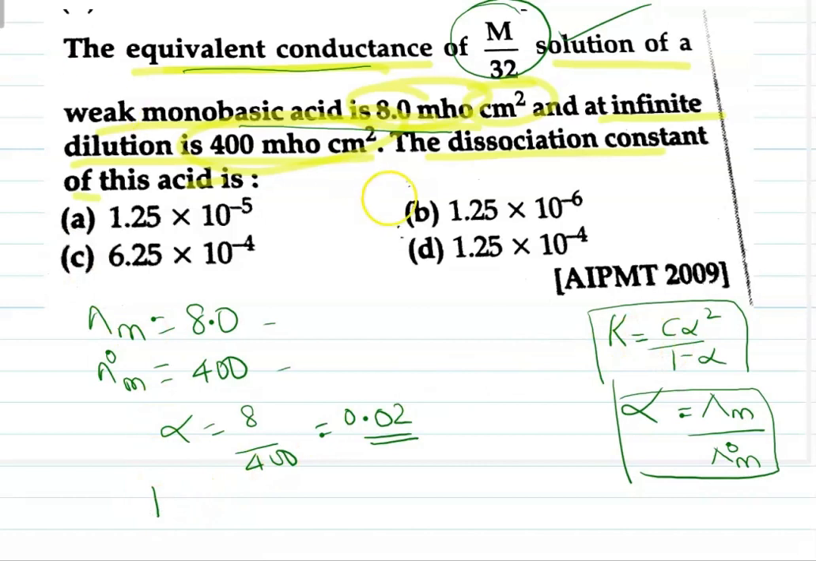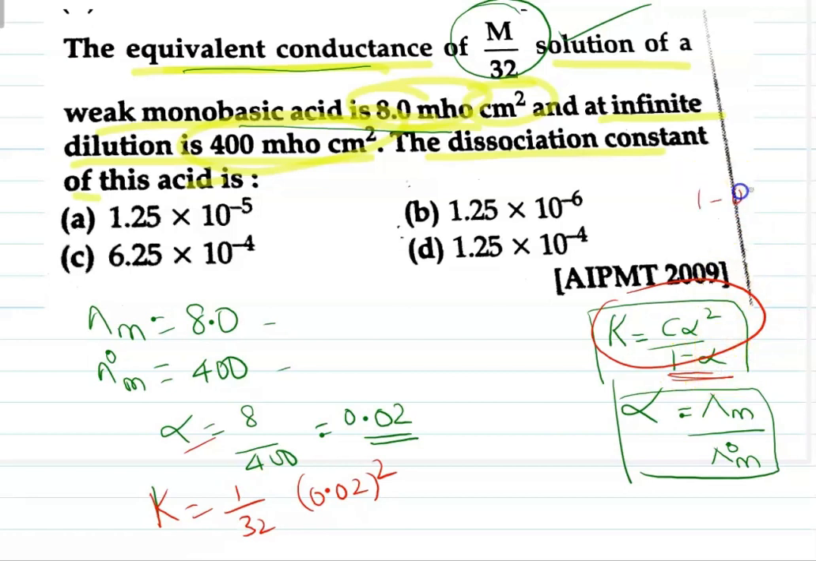Next, we use this to calculate K, the dissociation constant. This is the formula, and we just substitute alpha there. So K is equal to C, where C is M by 32, meaning 1 by 32, into alpha square, with alpha as 0.02, divided by 1 minus alpha. When you take 1 minus alpha, there will not be much change in its value. 1 minus 0.02 gives 0.98, which is nearly equal to 1.